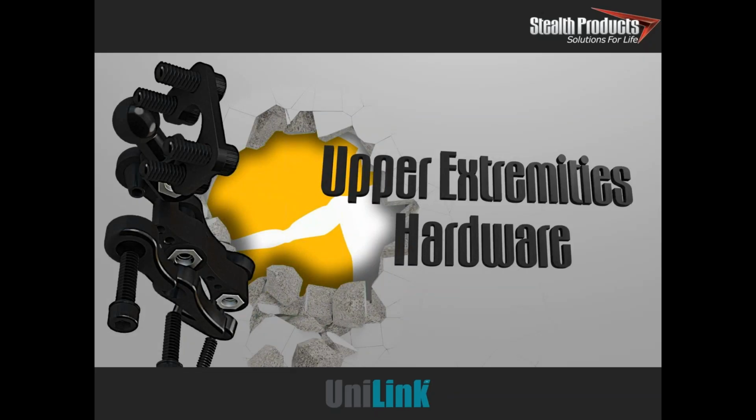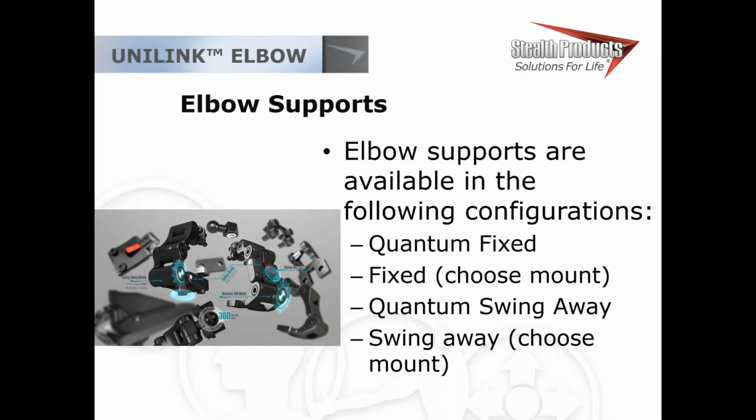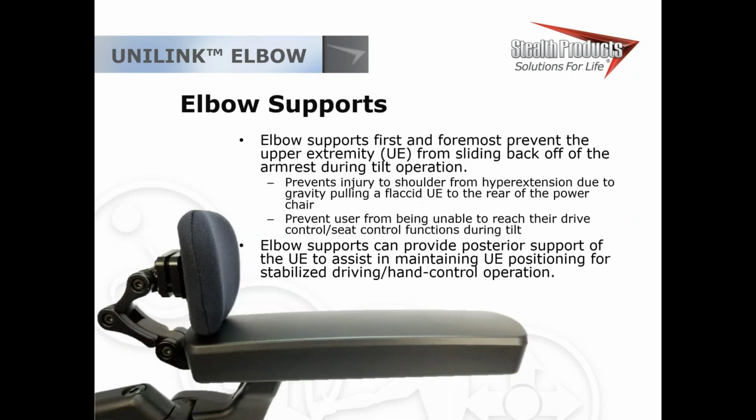Moving on, we're going to look at upper extremity supports now. Upper extremities right now are elbow supports. In the near future, it'll be a lot more than that, but right now we have our elbow supports in UniLink. So what we have are a fixed and a swing away version. Those fixed and swing away versions are available pre-assembled with a Quantum mount, or with no mount, you choose your mount.